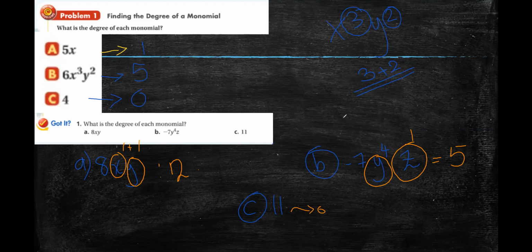Teacher, I have a question. Yes, Farah. What is the degree of a negative number or negative constant? It's also 0. Negative 4, you mean? Yes. The degree of any real number is 0. Okay.